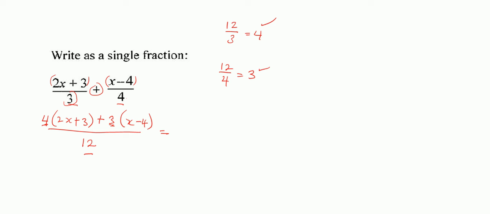So what we need to do, we need to simplify the top. Because you have brackets, you're going to take 4 and multiply by 2x, and then take 4 and multiply by plus 3. So 4 multiplied by 2x will give me 8x plus 12. Then we're going to take plus 3 and multiply by x, which will give me plus 3x, and then take plus 3 and multiply by minus 4, which will give me minus 12, and this is all over 12.